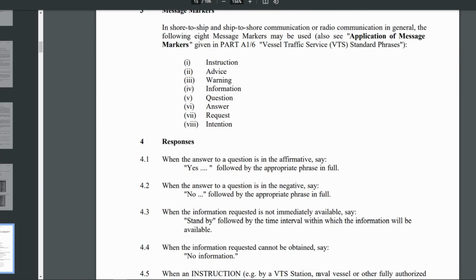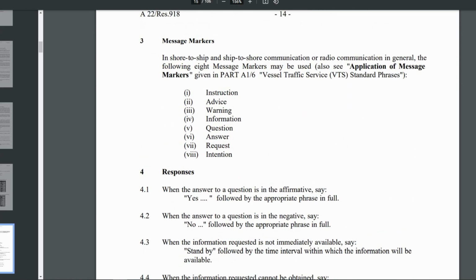3. Message markers. In shore-to-ship and ship-to-shore communication, or radio communication in general, the following 8 message markers may be used. 1. Instruction. 2. Advice. 3. Warning. 4. Information. 5. Question. 6. Answer. 7. Request. 8. Intention.